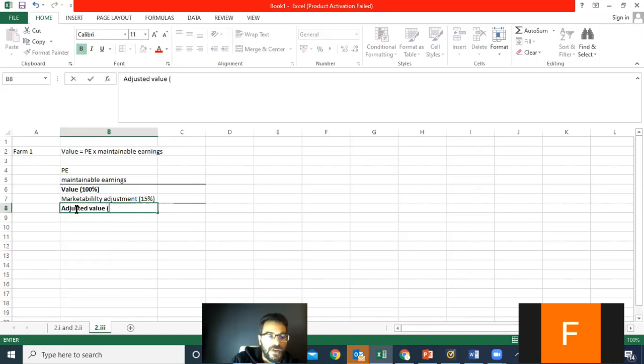Then we get a new value, also at 100%. Then we're not going to do this, but I'm just going to include it for our purposes, a majority interest adjustment. Sometimes they will ask you to do this. It will also be about 10%, okay?